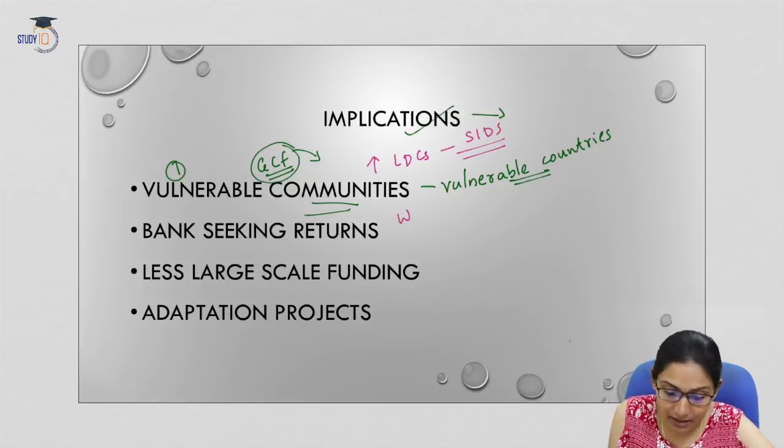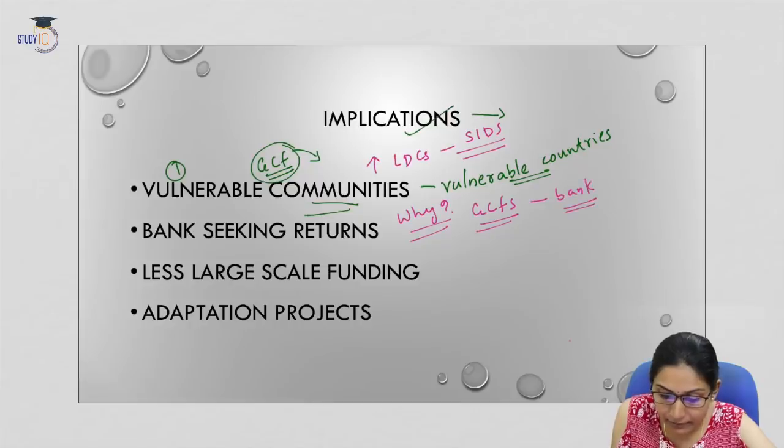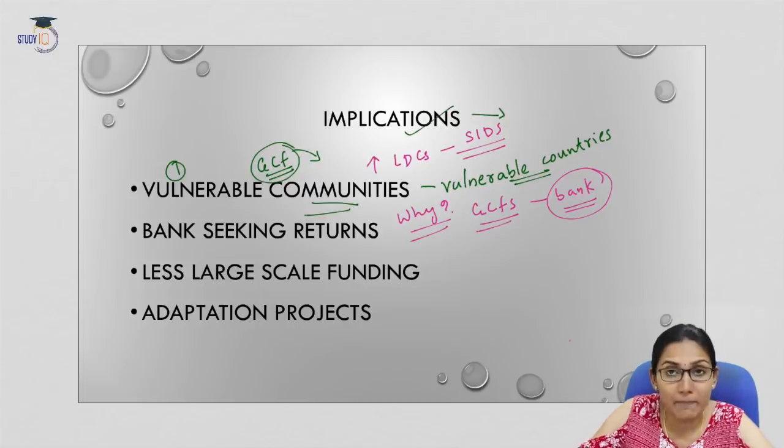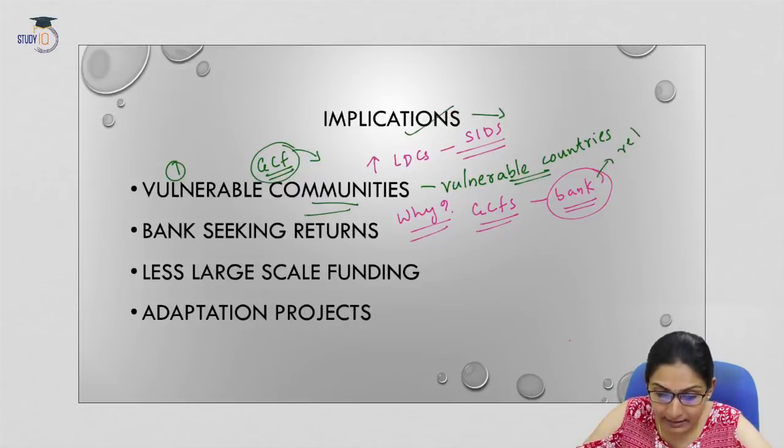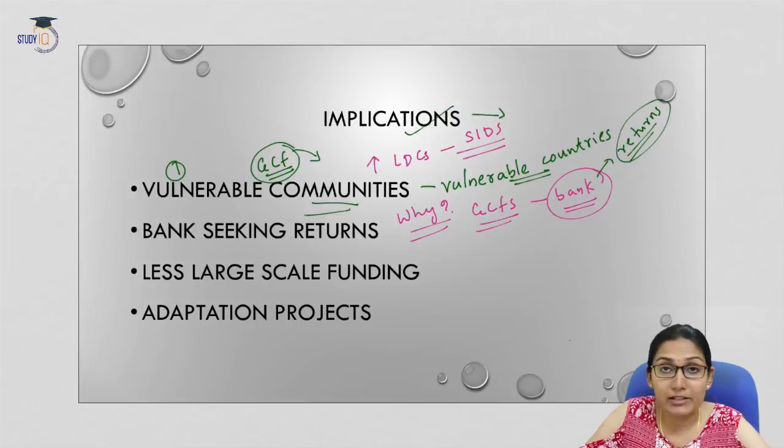And what is the reason why this is happening? This is because of the Green Climate Fund's mandate to act as a bank. The Green Climate Fund is supposed to act as a bank. So what is the speciality of a bank? The bank will seek returns on its investments. So the Green Climate Fund actually acts as a bank which will seek return for its investments. That is why they have not channeled their funds to least developed countries, which are mostly vulnerable.